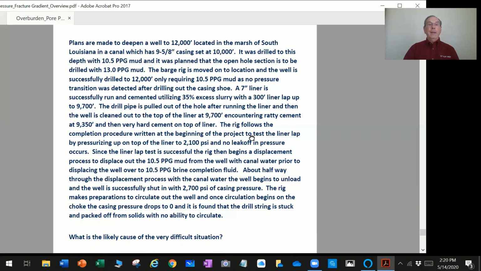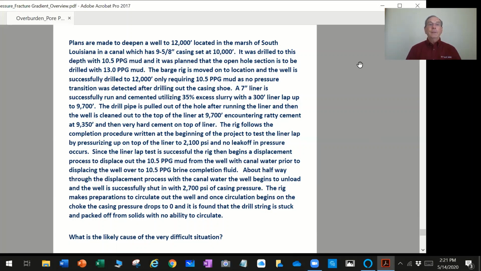So here's my, I call it, final question scenario that we're going to review. I hope it brings home the importance of understanding overburden, pore pressure, and fracture gradients. So plans are made to deepen a well to 12,000 feet located in the marsh of South Louisiana in a canal, which has 9 5/8 casing set at 10,000 feet.